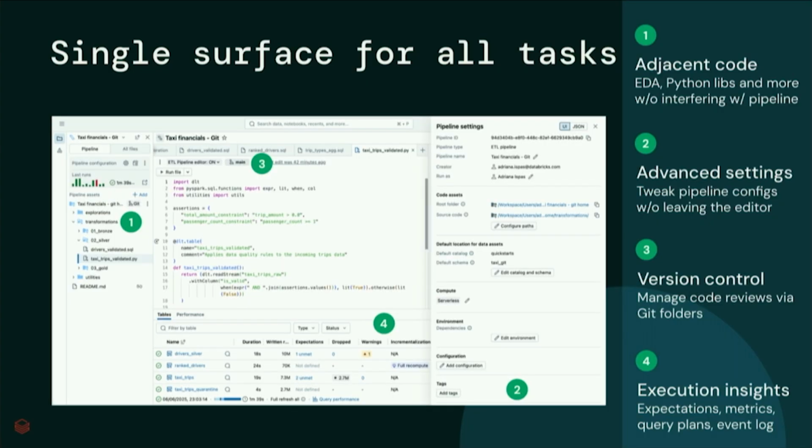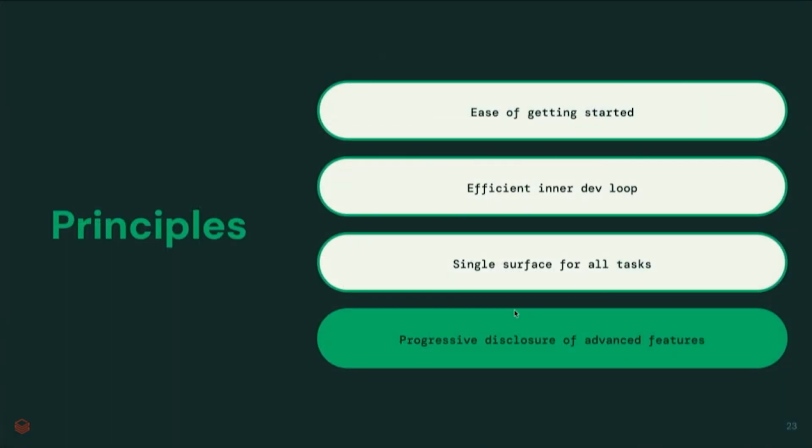Okay, then to recap what I talked about here. We try to make it easier to have code adjacent to the pipeline, like explorations or Python utilities that are not actually included in your pipeline, and they can be added to your pipeline folder. We added the settings panel so that you can edit any settings in the pipeline while you're developing, so you don't have to leave the editor. The editor itself is compatible with version control as well. You can use Git or Databricks asset bundles. And finally, we surface several execution insights within this editor, like expectations or any metrics about how many rows, also the query plans, and you can also access the event log. So with that, I will hand it back to Adriana.